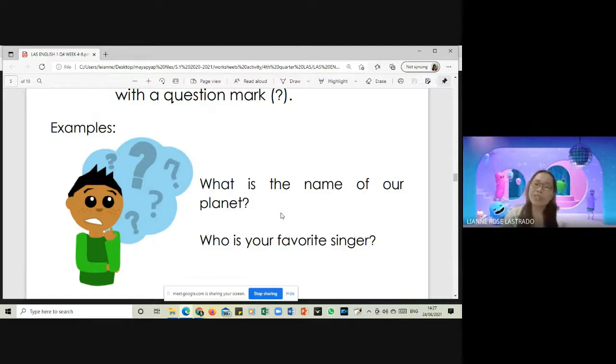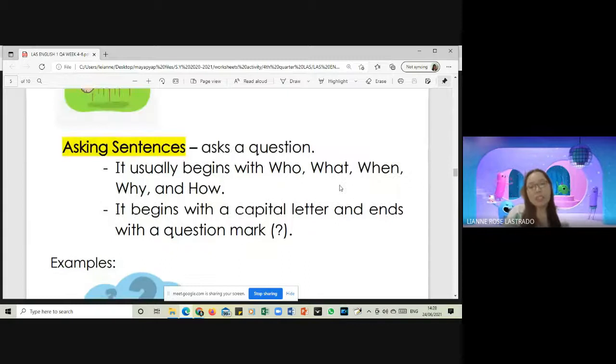So another question, who is your favorite singer? So I'm asking a question too, right? So it ends with a question mark. You should always remember that. Whenever you see this symbol, it is an asking sentence. And for you to answer correctly every asking sentence, when we say who, the answer is people or person. Okay?